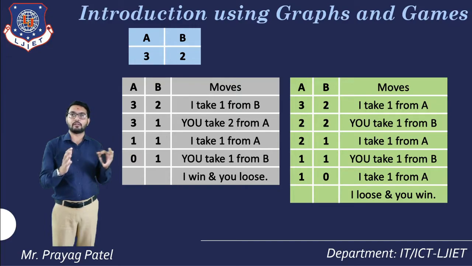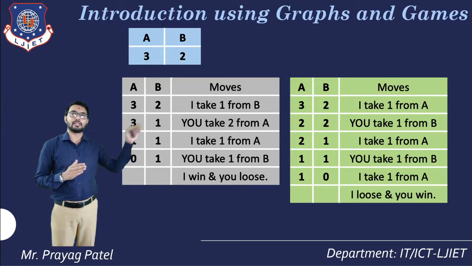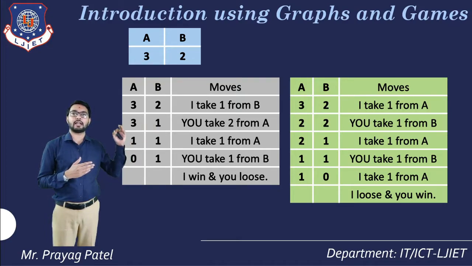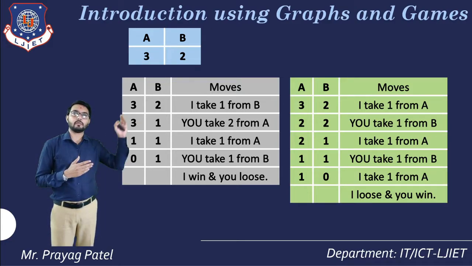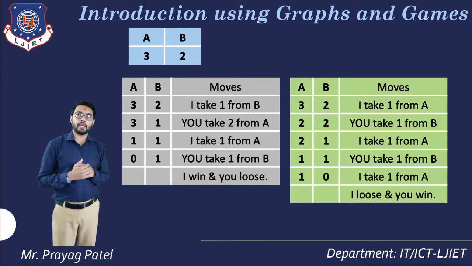Here, consider that more than one possibility is there. Now consider the second possibility. Initially there are 2 objects. First I take one from A, then the remaining object is 2. Now you take one from B, then the remaining object is 1.